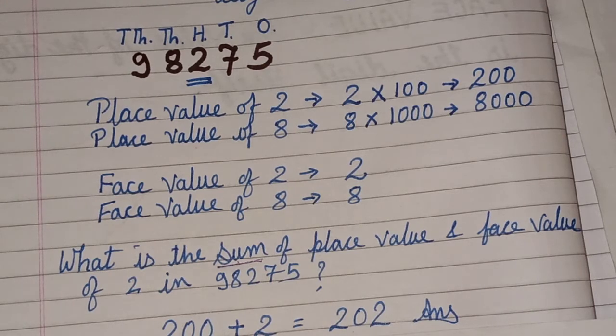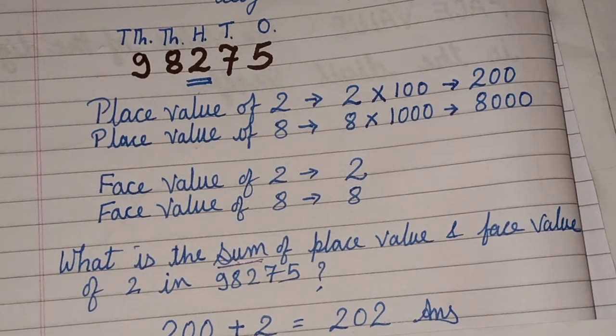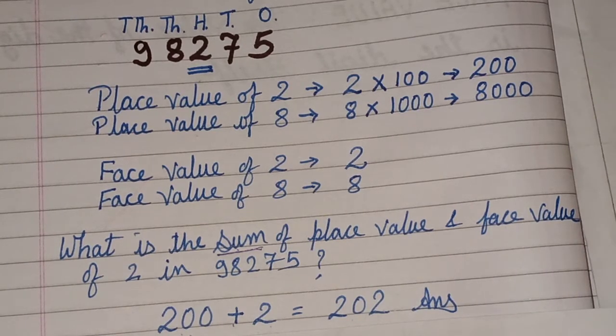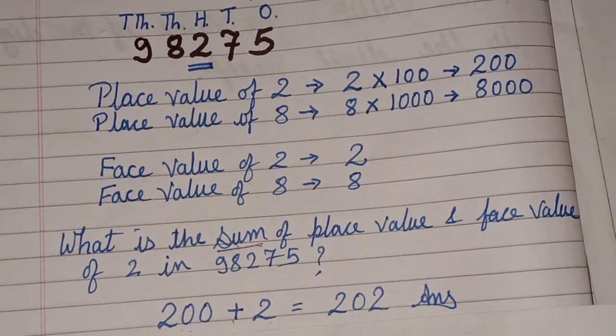Similarly, many questions can be framed. What is the difference of the place value and face value of 9 or 8 or 7 or any digit in the given number? Digits can also be repeated. Suppose 2 appears twice in a number. It can be asked, what is the sum of the place values of both the 2's? We will write the place value of both 2's and then add them up, and similarly for the difference. Many questions can be solved if the concepts of place value and face value are clear.